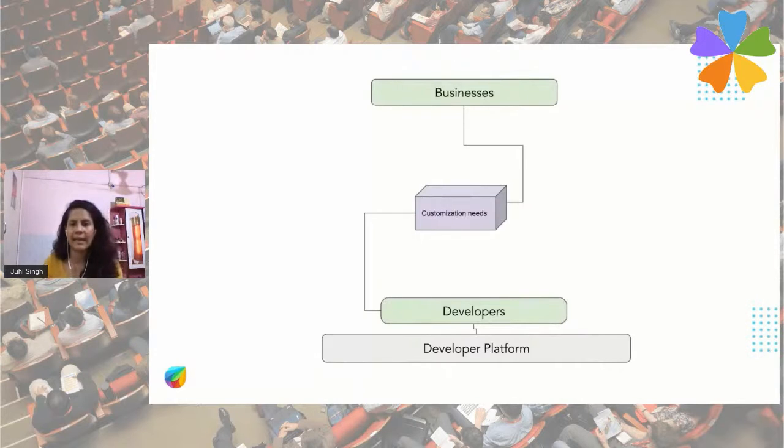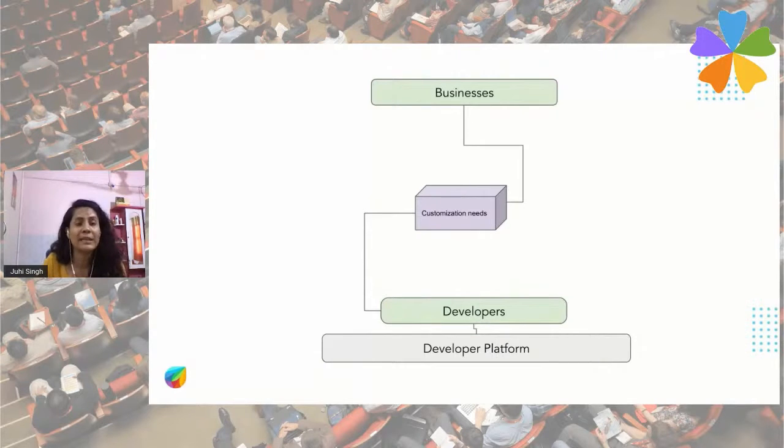So if you see this slide, we have the businesses, we have the customization needs, we have the developers, and then we have a developer platform. But when we talk about the businesses, who are these people? They are people who might have big organizations, a company. They use our products. When they use our product, they might have some sort of customization needs, like doing integration with some other platform, third party integration, and all those kinds of things.